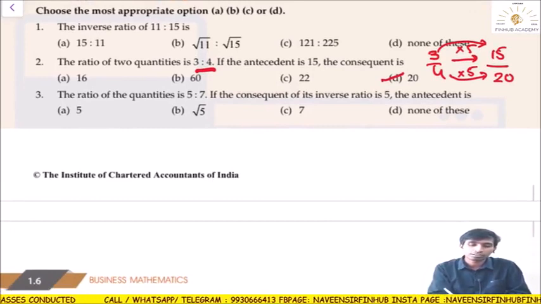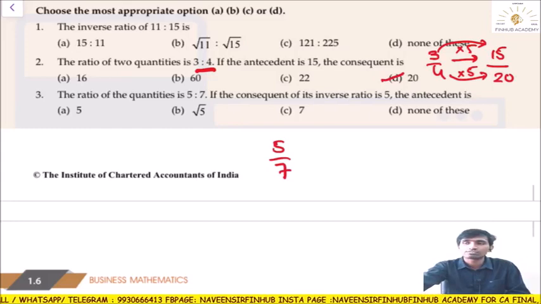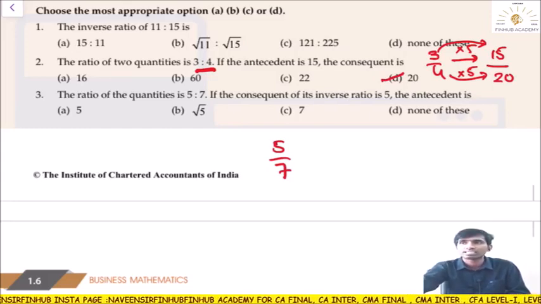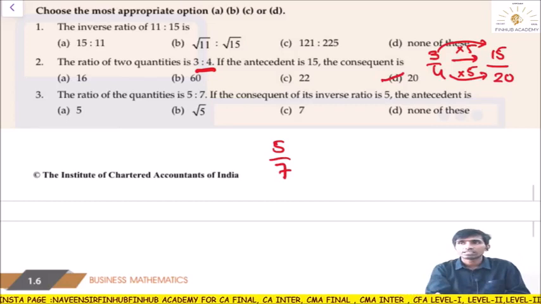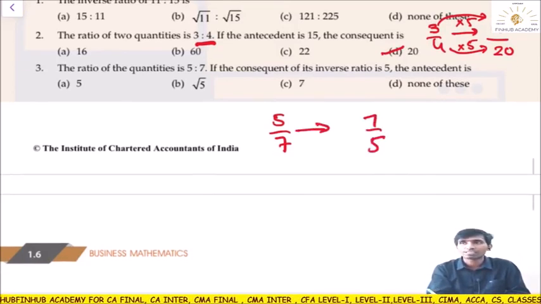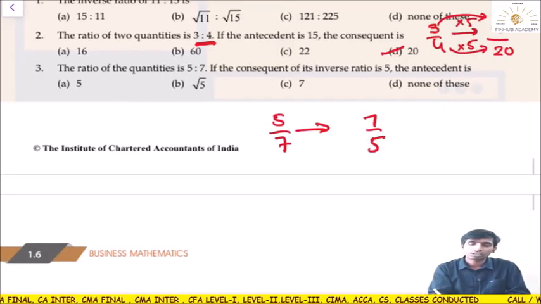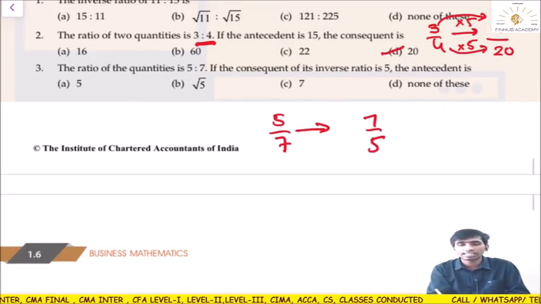The ratio of the quantities is 5 by 7. If the consequent of its inverse ratio is 5, what does this mean? The ratio of the quantities is 5 is to 7 right now. So the inverse of this is 7 by 5. Correct now?